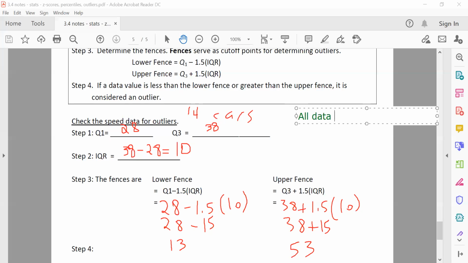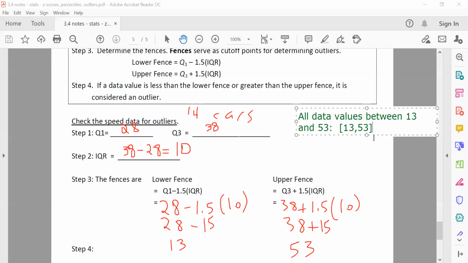So, all data values between 13 and 53, excuse me, I don't know why 15 came on my mind. If you use interval notation, that's 13 comma 53, and then you use brackets on either end. That means you can include the 13 and the 53. So if the data value is 17, that's inside the brackets.